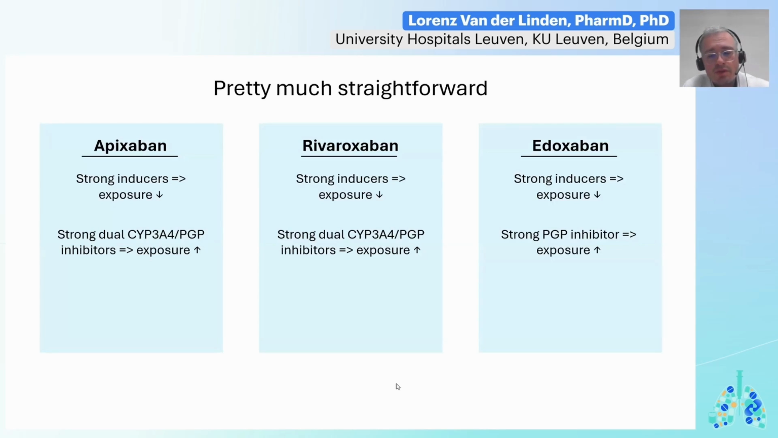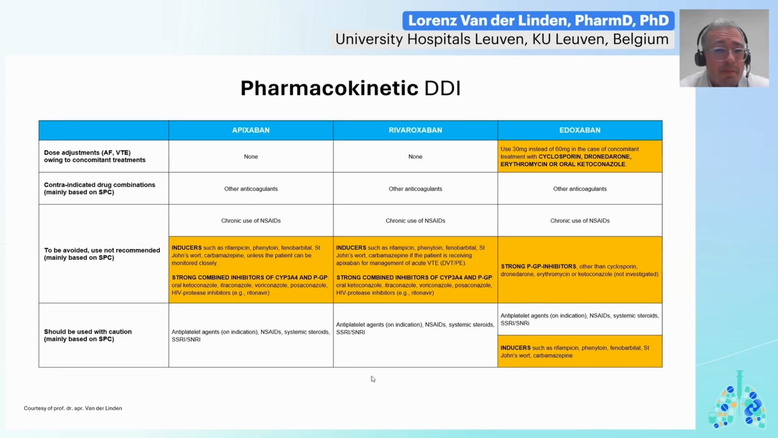A strong pan-inducer is rifampicin. The exposure will increase with the use of strong dual CYP3A4 P-gp inhibitors for apixaban and rivaroxaban. A typical dual inhibitor is ketoconazole, and for edoxaban this will occur in the presence of strong P-gp inhibitors. A typical inhibitor that might be relevant in this setting is cyclosporin. This is also what we can recognize in the package label of these selected DOACs.